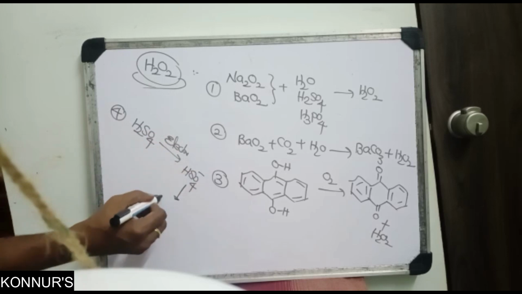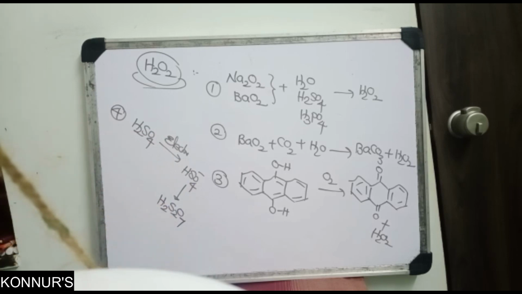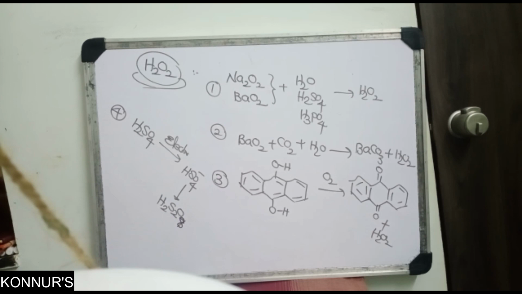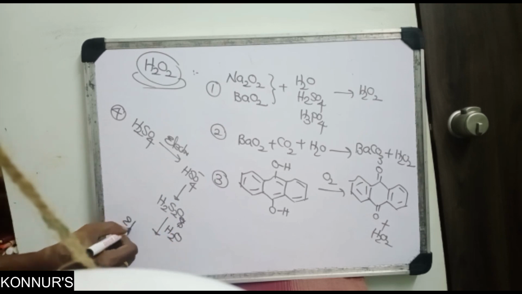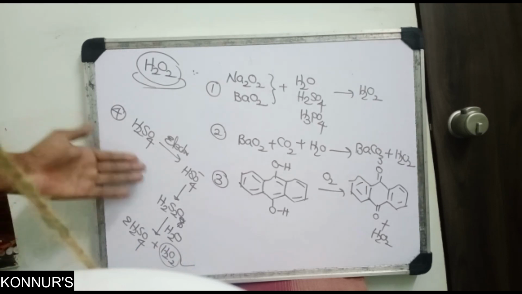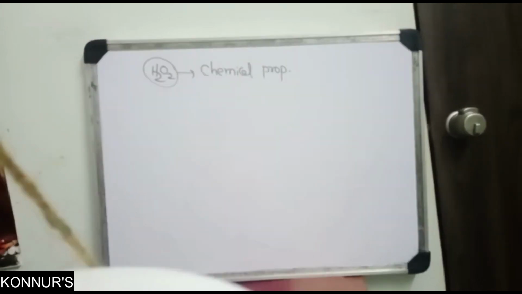Next, 2 moles combining, you are getting H2S2O7, that is oleum, and H2S2O8 is possible. Next, further we are treated with water. So 2 moles of H2SO4 plus hydrogen peroxide is possible. So from the electrolysis of H2SO4 you also get H2.